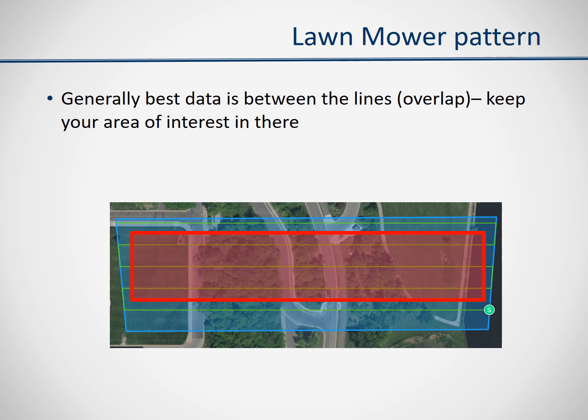So we want to make sure that our area of interest is between the green lines. The reason is you won't get any overlapping photos outside of that green line, even though it's in your area that's boxed with the blue. So you want to keep your area of interest between your overlapping lines. That might mean you need to fly more than your area of interest, but that is what will give you the necessary product to the edges of your map.